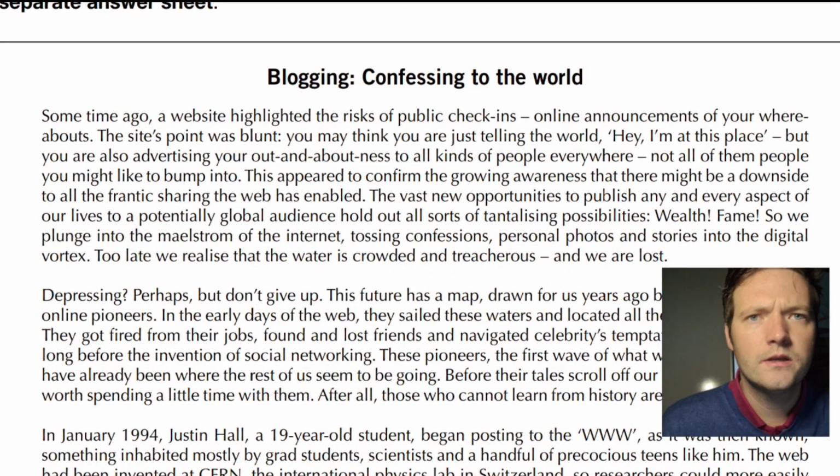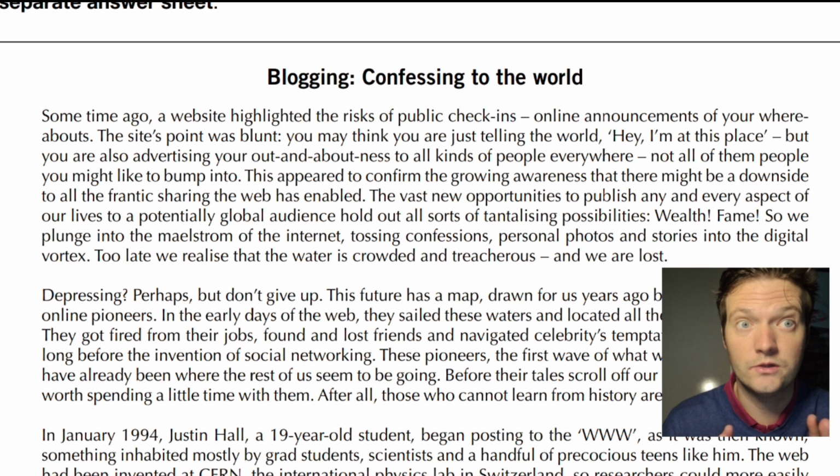And it says, some time ago, a website highlighted the risk of public check-ins. And we want to know why he's talking about this. Okay? So public check-ins, online announcements of your whereabouts. Okay, the site's point was blunt. You may think you are just telling the world, hey, I'm at this place, but you are also advertising your out and aboutness to all kinds of people everywhere. Not all of them people you might like to bump into.